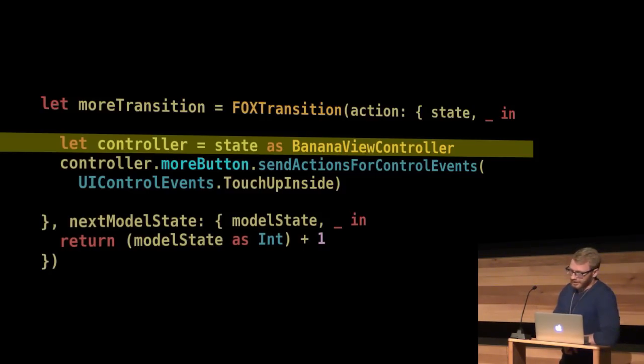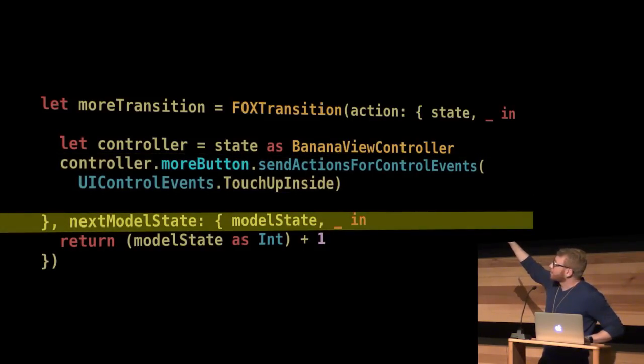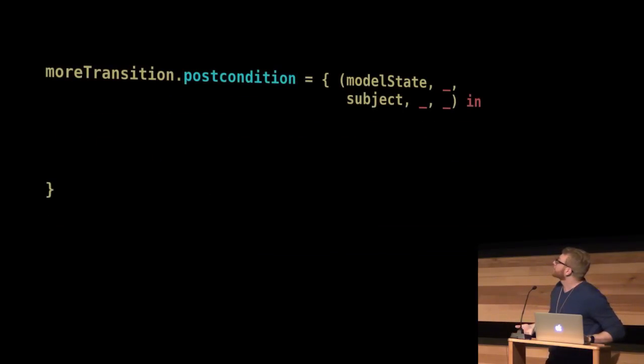You take this controller and you tap the more button on it, right? And you're telling Fox, this is how you transition into the more state. You also tell Fox that when you do so, take the previous model state, and now you should consider the previous model state to be that plus one, right? So increment the counter. Also, after you do a more transition, we're given the model state and the view controller as a variable called subject.